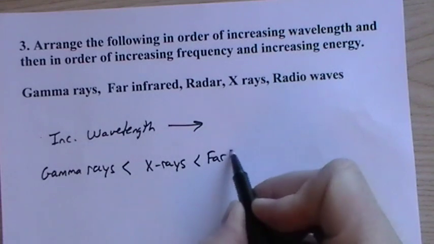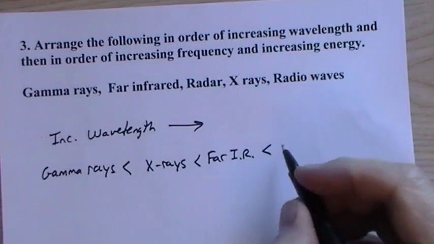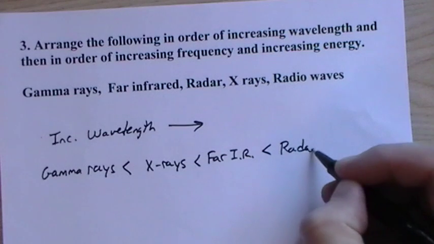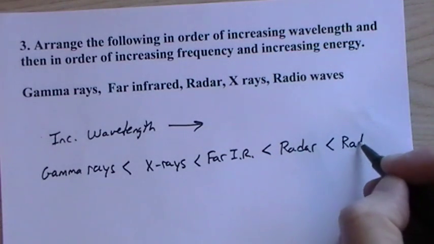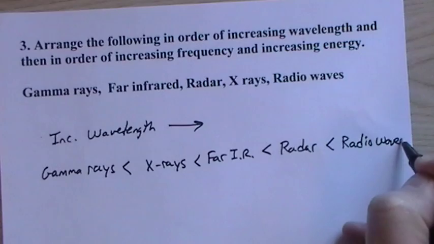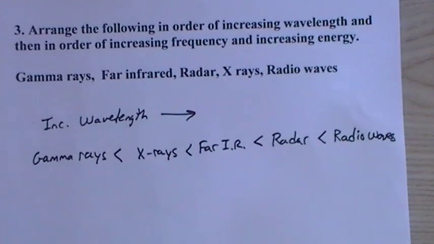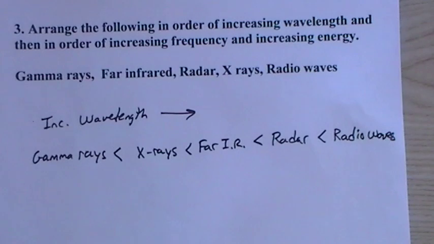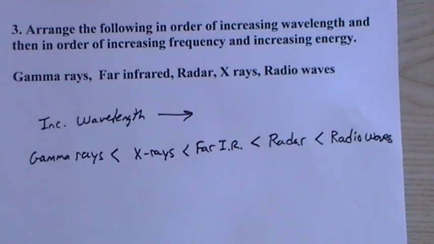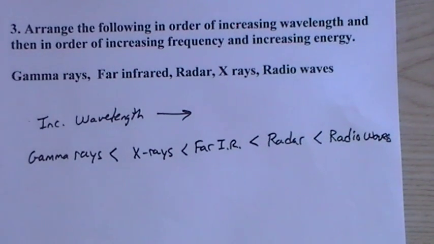Then we have far IR, and if you have your table handy, just check and you'll see what I'm doing here. And the radio waves have the longest wavelengths of them all, on the order of meters, even several meters in length. Gamma rays can get down to 10 to the minus 20, 10 to the minus 18 meters down here in this range. Very, very tiny. It can be extremely small.